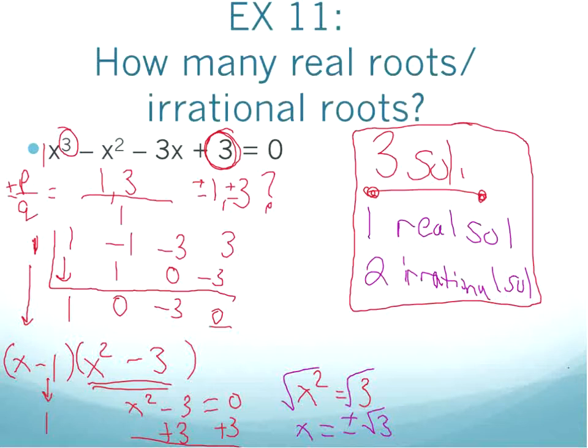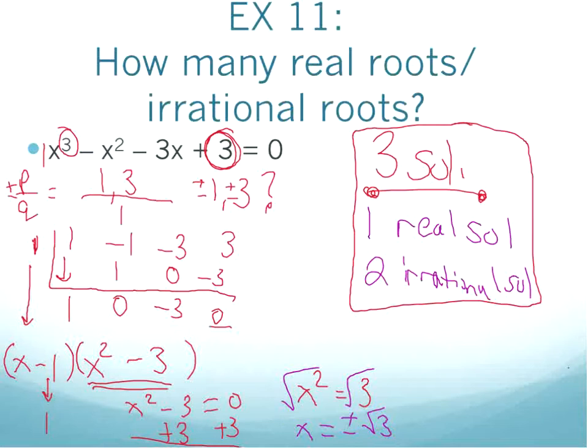What does irrational mean? It just means it's a decimal. If we were to type square root of 3 into our calculator, it's just about 1.7. So that's why we weren't able to find it with traditional factoring, like we did the 1, because it's not a whole number. Okay, so by the time I was done factoring, I got one real solution and we had two irrational solutions.